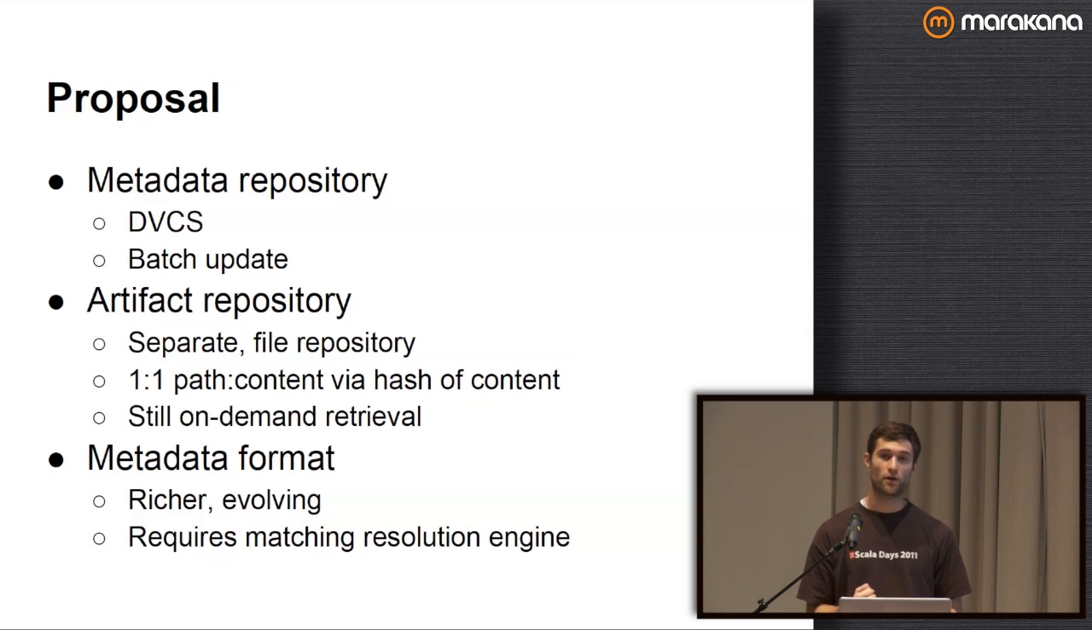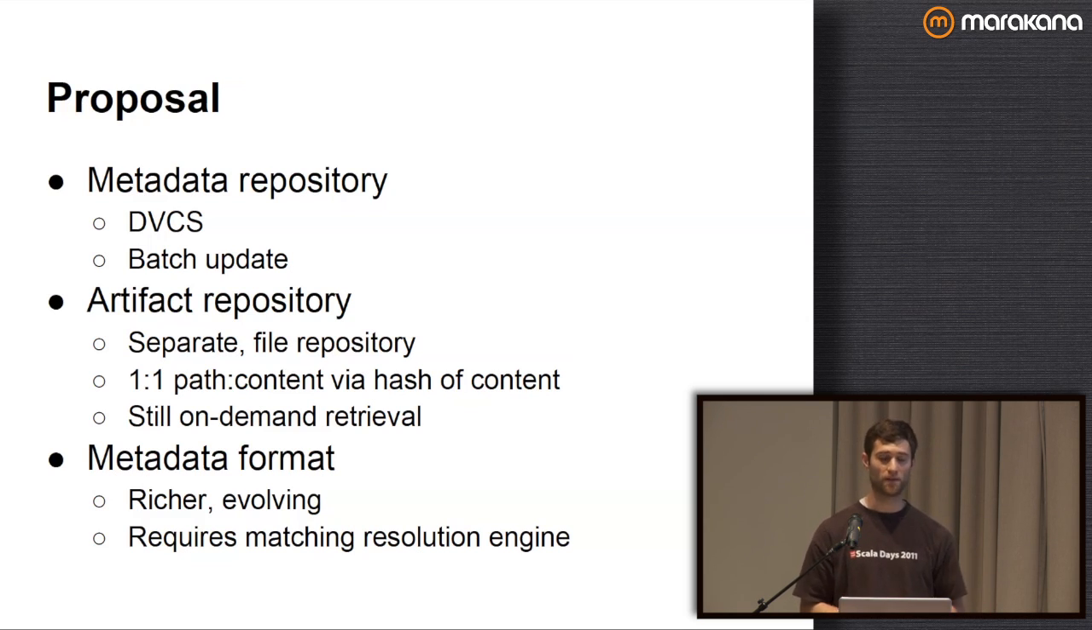Split the metadata and the artifact repositories. Make the metadata repository stored in Git or any other distributed version control. Update in batch instead of on demand. Don't pull down the individual metadata files one by one. So don't make your caching decisions per file. Pull them down all at once, you're done.